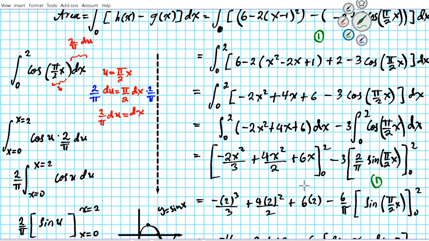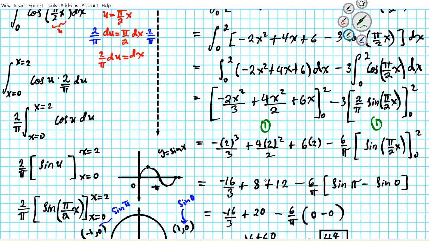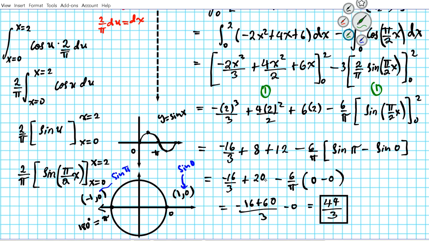And then if you integrate the polynomial piece correctly, you get another point. And then if you carry out your trig evaluation and arithmetic computations correctly and end up with 44 over 3, you earn another point. Ladies and gentlemen, you get a total of 4 points for this question. Okay, there you have it.